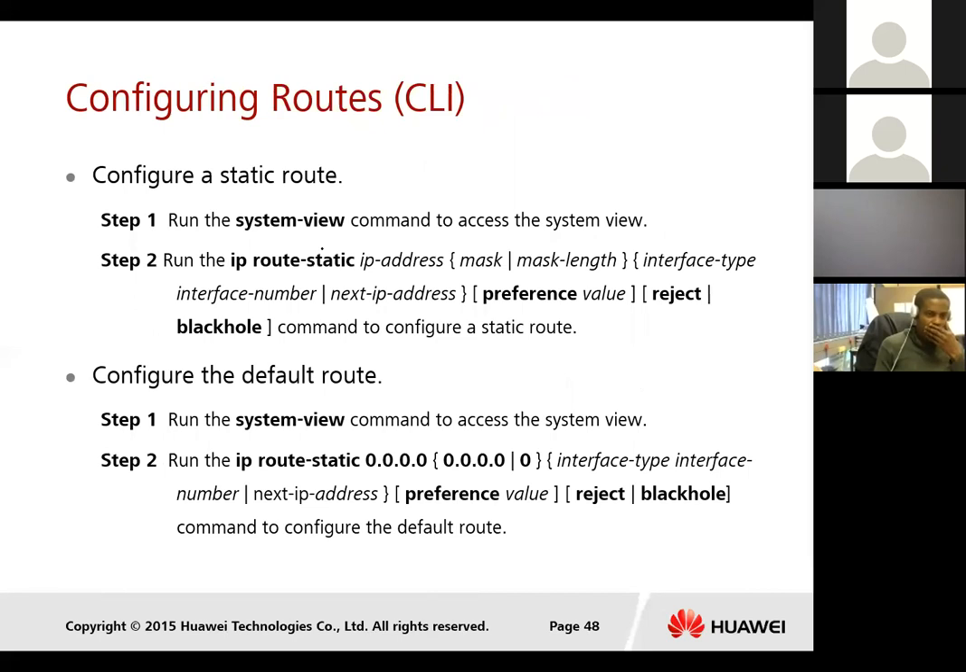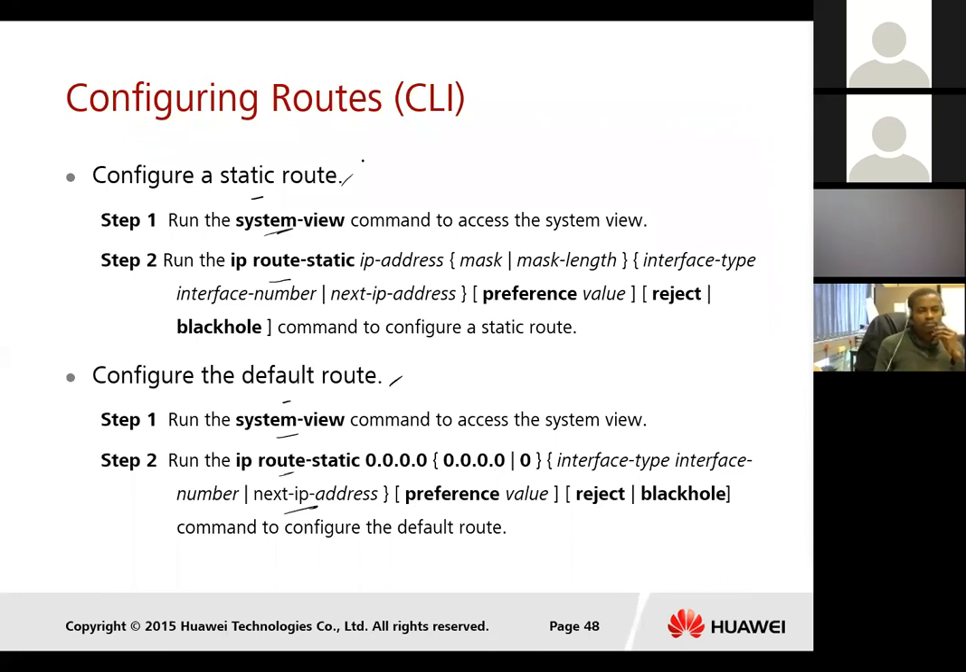And from here, you can define the static route. You can define a default route. For you to access going out to the internet, on the system view, IP route static, as well as the system view IP route static 0.0.0.0 0.0.0.0, and your next hop IP address. That is your default route. One is a default route, one is a static route.